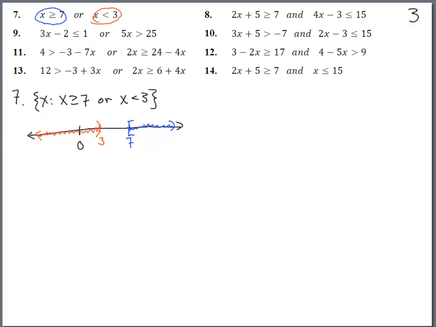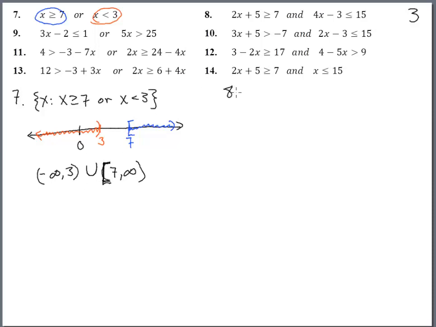Now we need to write it in interval notation. So we have from negative infinity up to 3, and this symbol for or is the union symbol, U, 7 on up to infinity. Oh, but this 7 isn't a parentheses, it's a bracket, square bracket just like we used there.